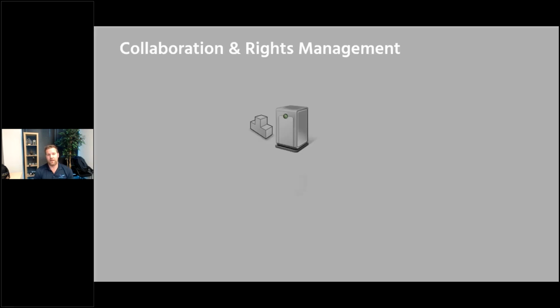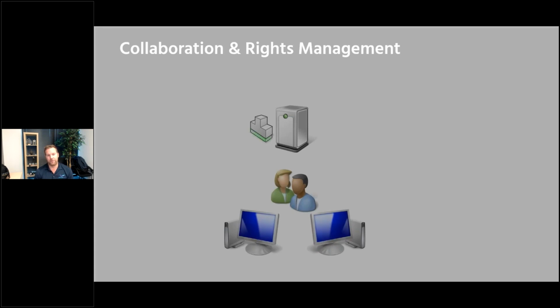The next section is going to be on collaboration and rights management. For this, I'm just going to play out a simple example. You have 2 users who are working on the same file. One comes in early and opens up the file. The second one comes in a little bit later. They both make changes. The first person, because they came in early, goes to lunch early and saves it back to the network.